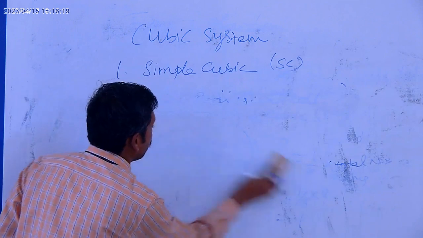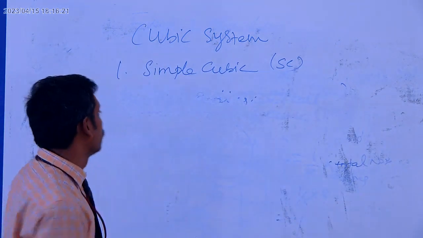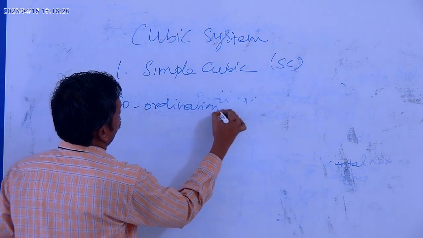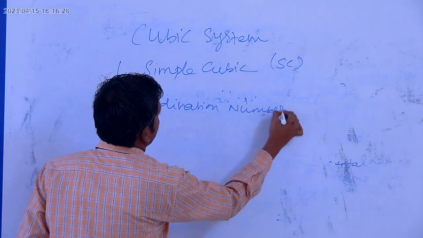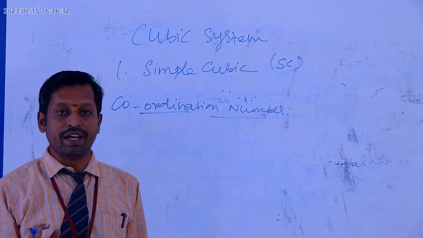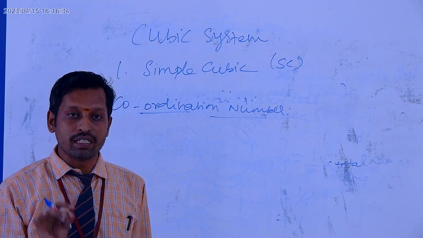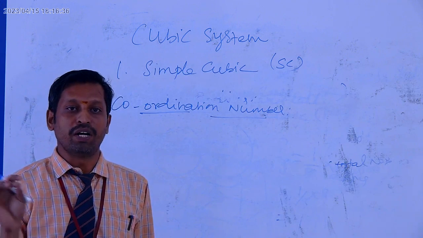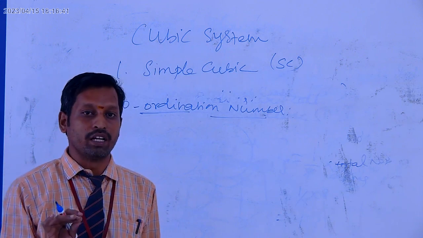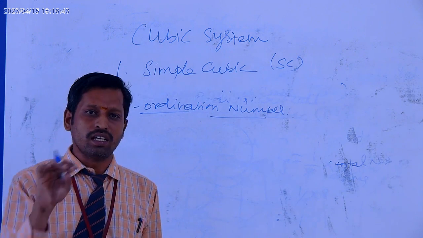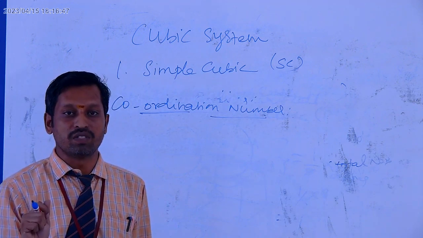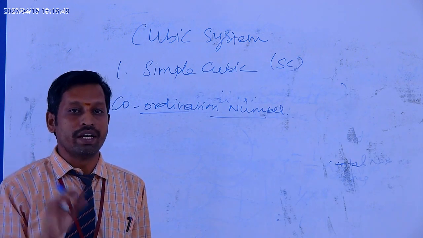Coordination number is defined as the number of nearest neighbor atoms to a particular atom. Suppose I consider X as a particular atom, there are a number of nearest neighbor atoms available. How many nearest neighbor atoms are available is called the coordination number.